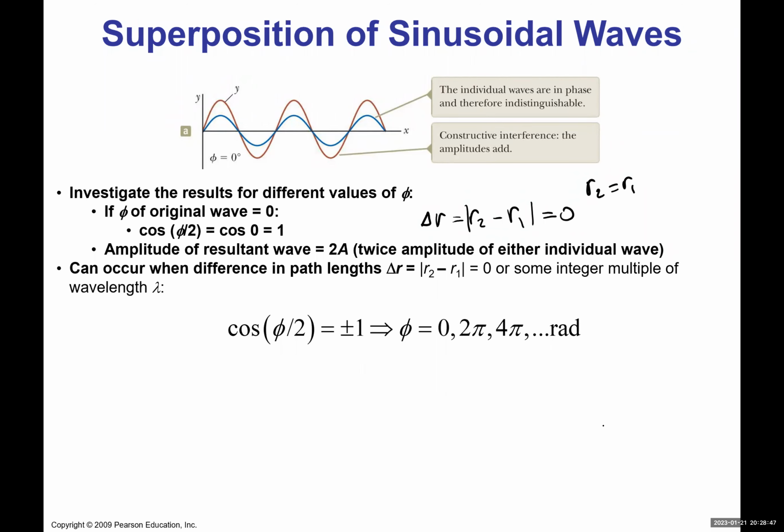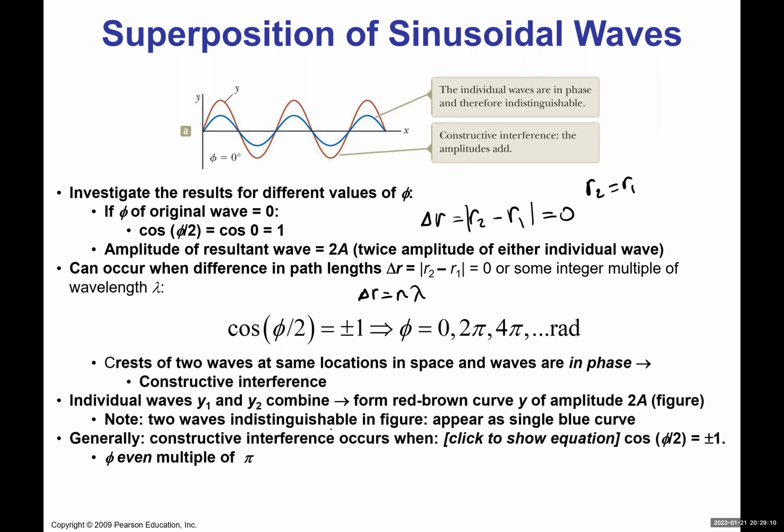And you get that. That means we can say that delta R is equal to n times lambda, where it basically ends up being some integer multiple of wavelengths. That means you can say that n can be 0, 1, 2, 3, and so on and so forth, and that's going to depend on the values of R2 minus R1 that we get. All right, so that's kind of what we have. That means the crests of the two waves are at the same location in space, and the waves are in phase. So you get constructive interference, and you can more or less assume that the same thing can occur for 2 pi, 4 pi, and so on and so forth.